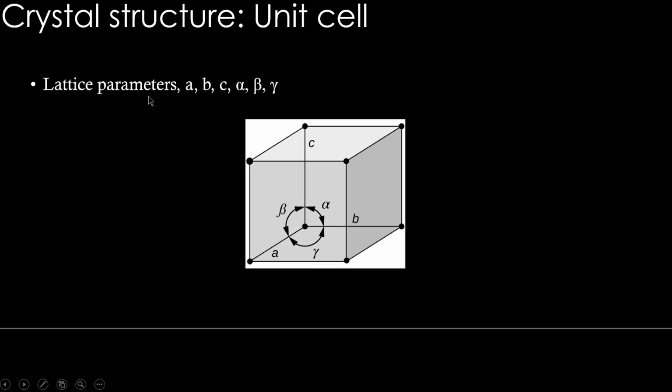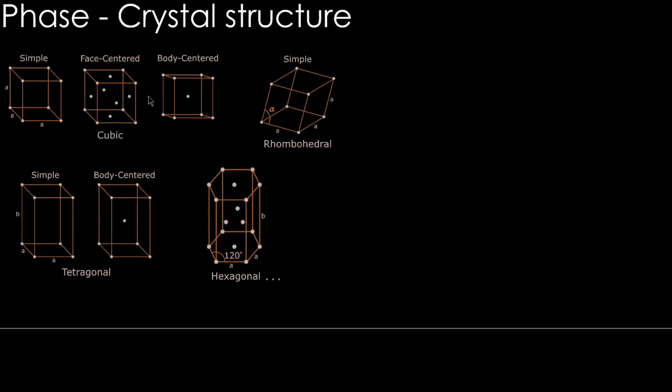So these lattice parameters vary, so that different unit cells are possible, and different crystal structures are possible for different materials. For example, a few of them are given here. In the cube itself, we have simple cube, face centered cube, body centered cube. We have rhombohedral, tetragonal, hexagonal and so on. So these are different types of unit cells.